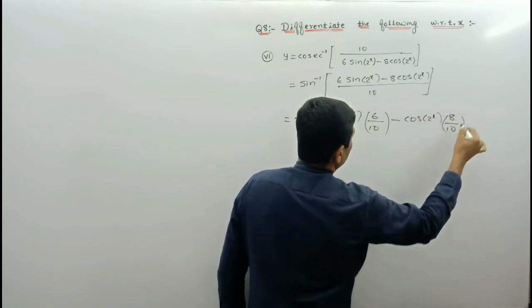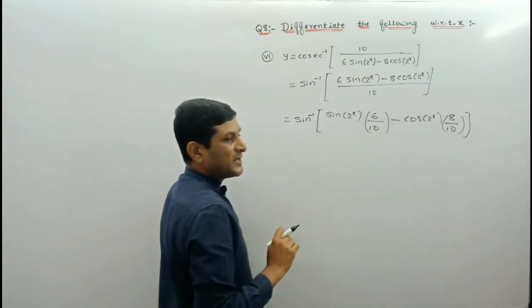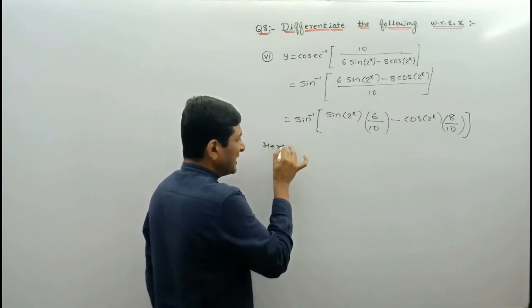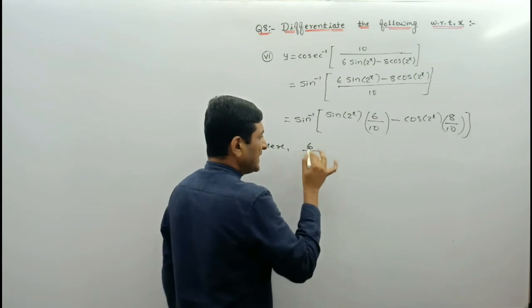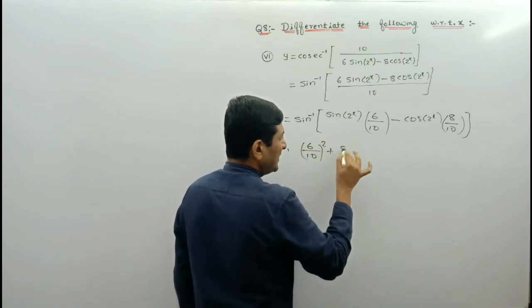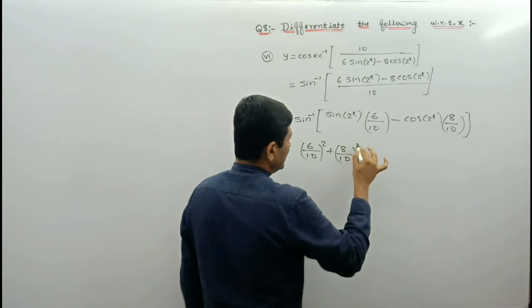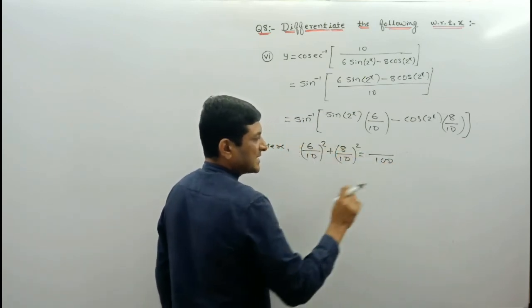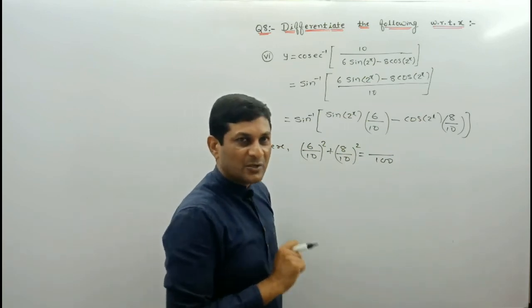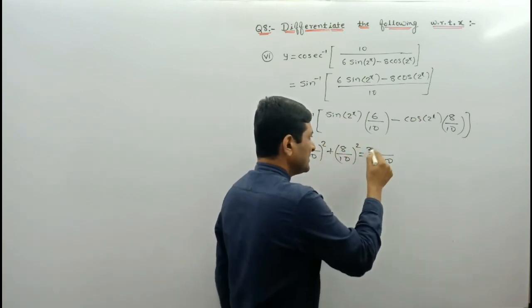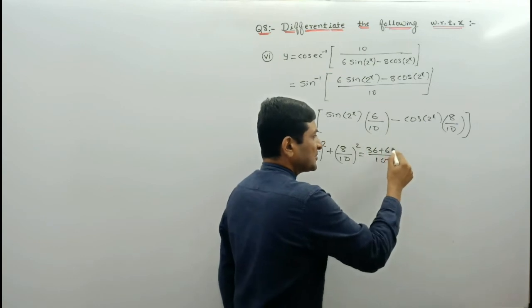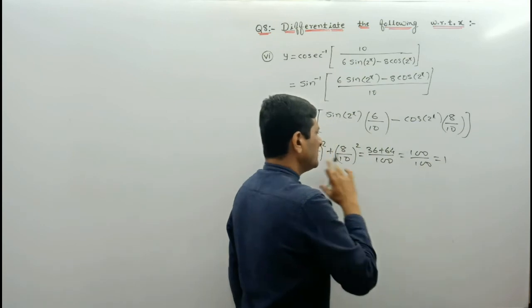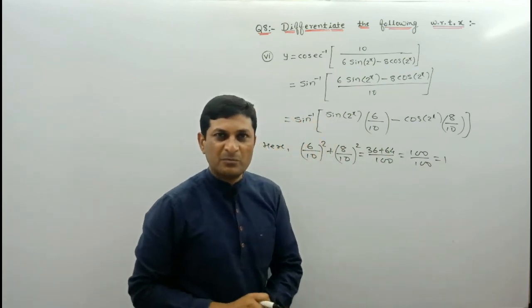Now we are trying to show that the sum of squares of these two numbers will be equal to 1. So here we can observe that (6 upon 10) square plus (8 upon 10) square. Easily we can observe that the denominator of both terms is 10 square, that is 100, so the denominators are the same. That's why we are taking the addition of numerators. Here the square of 6 is 36 and the square of 8 is 64, which is equal to 100 upon 100, is equal to 1.